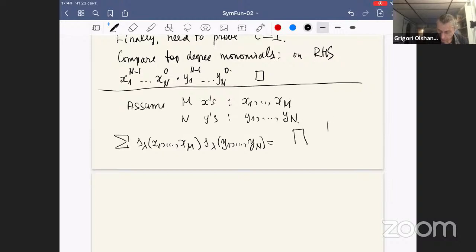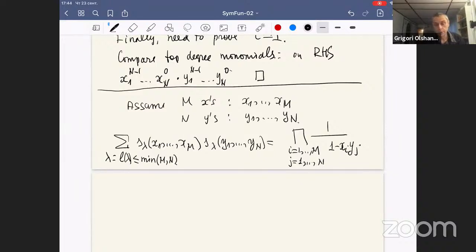Now we get i ranges from 1 to m, j ranges from 1 to n. And what do we have to put here? And then we have to put here the sum over lambdas such that the length of lambda is at most the minimum of these two numbers.